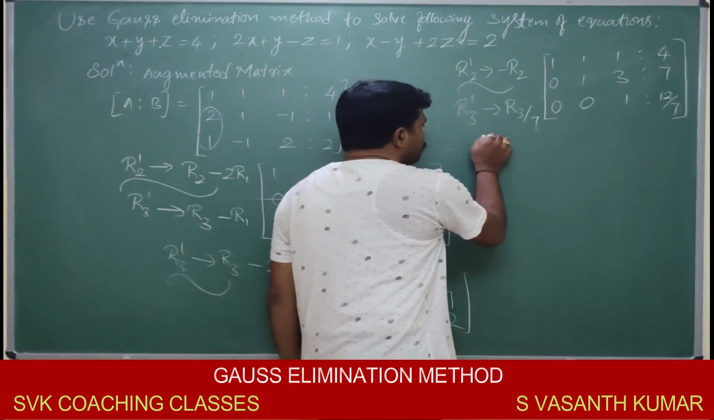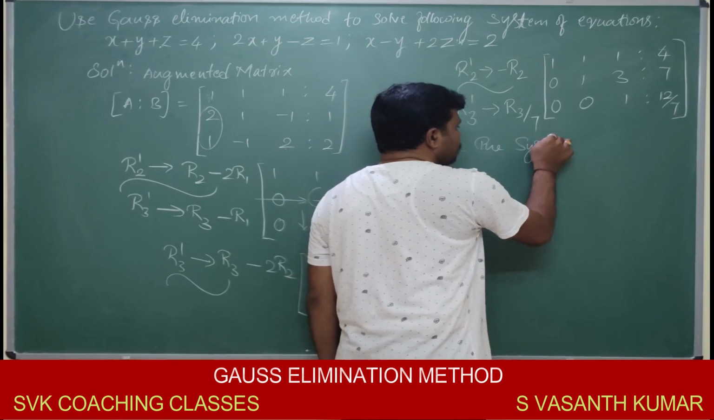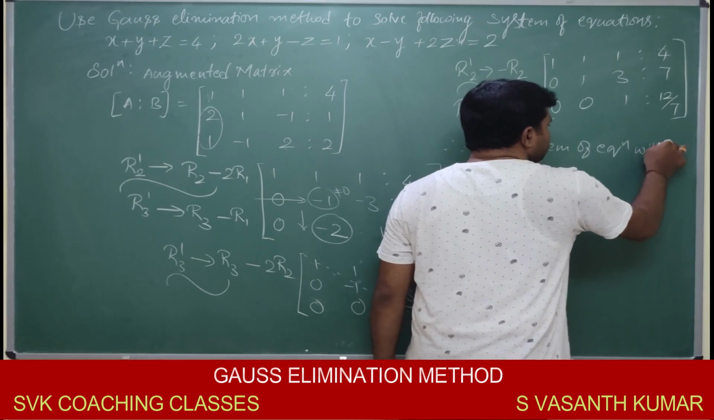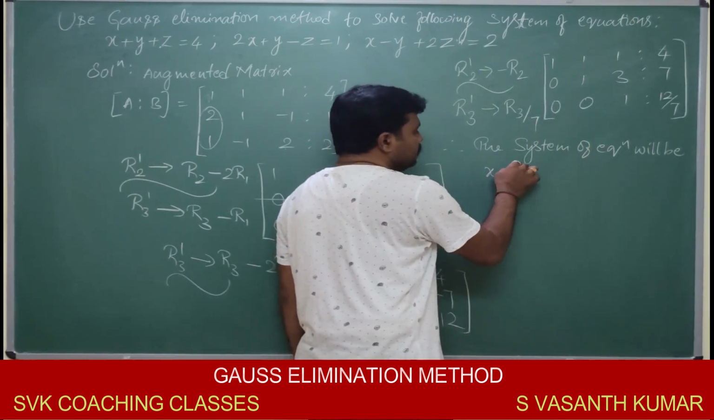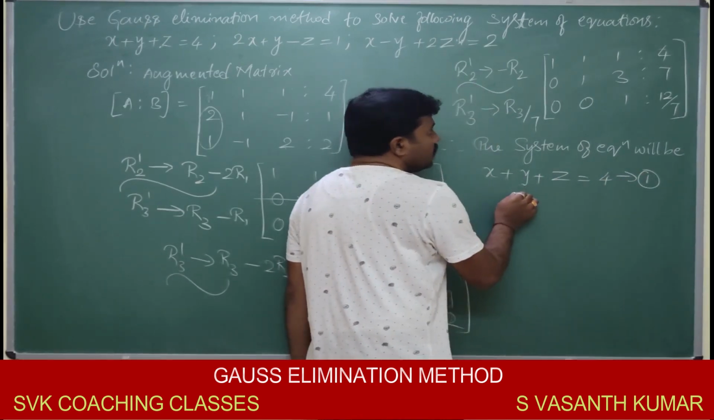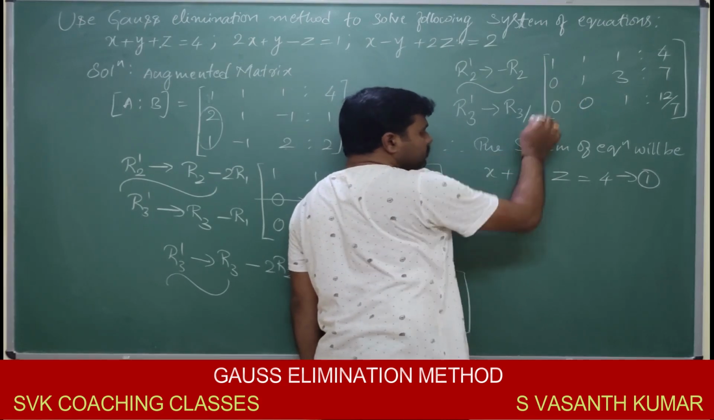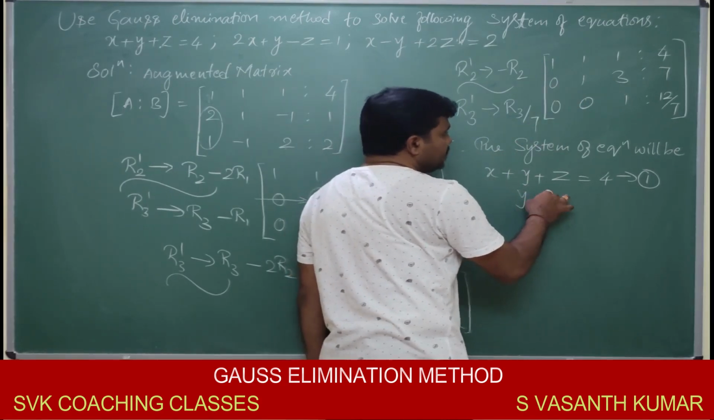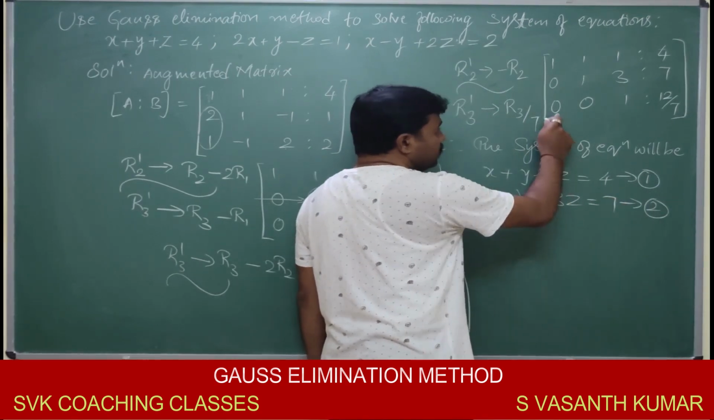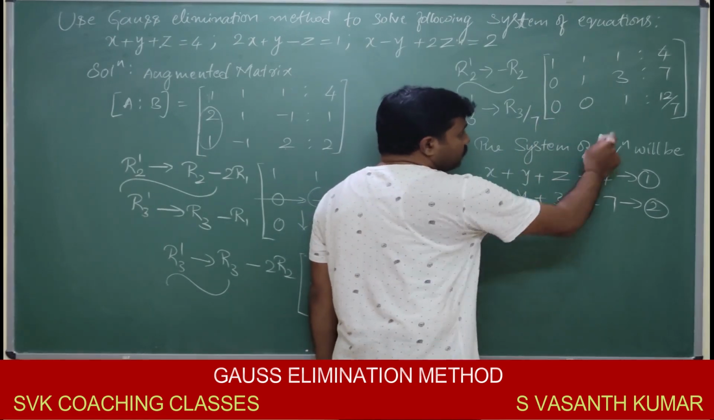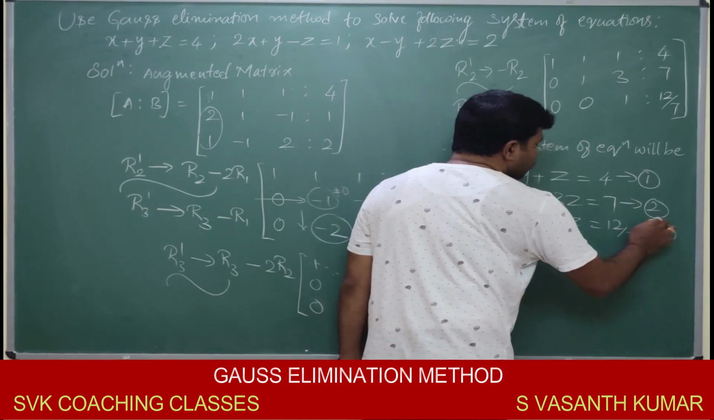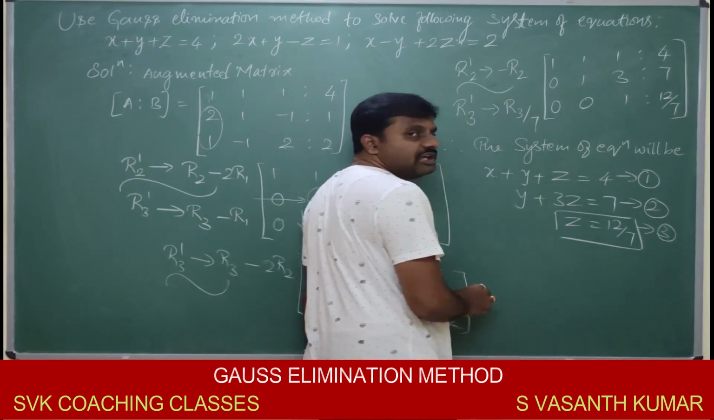Therefore the system of equations will be x plus y plus z equal to 4. Name this as equation 1. The second row equation is 0x, so it is 0, plus y plus 3z equal to 7. Name that as equation 2. From the third row, 0x plus 0y, so we are left with z equal to 12 by 7. Name that as 3. So from 3 I got the value of z directly.